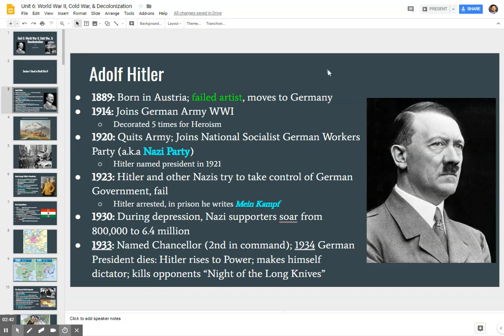But after he gets out of the war, he joins a local group known as the National Socialist German Workers' Party, which will become known as the Nazi Party. This was a right-wing group, very extreme, and sought to fix the problems that led to the downfall of the German Empire in World War One.